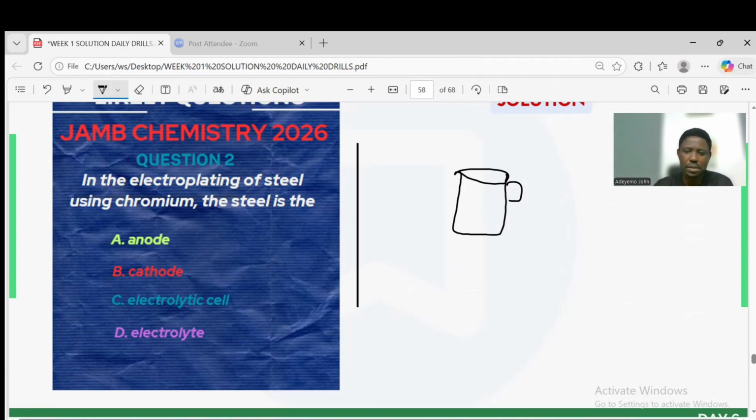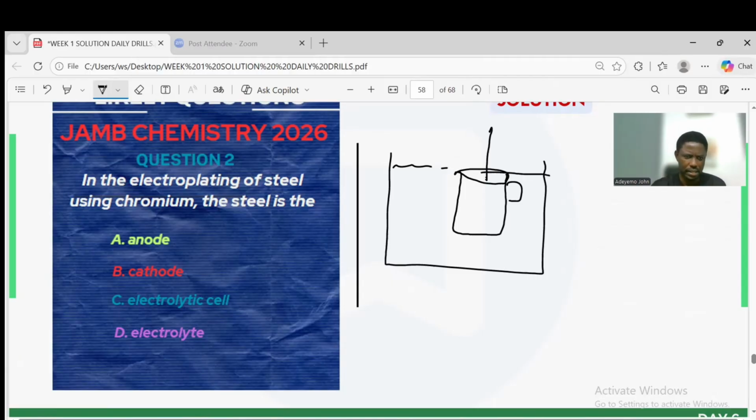So what you would do is, first of all, you will take this and connect it. Let's just look at this. In the electroplating of steel using chromium, the steel is the... look at that. We want to electroplate this cup. That means a metal will have to be coated on it.